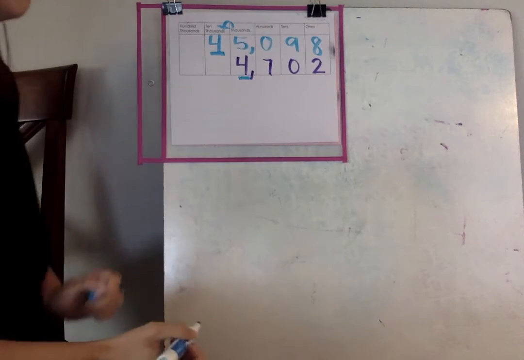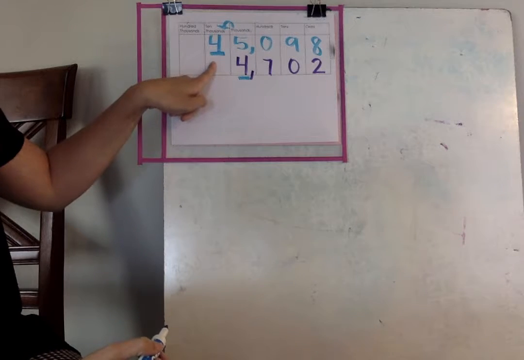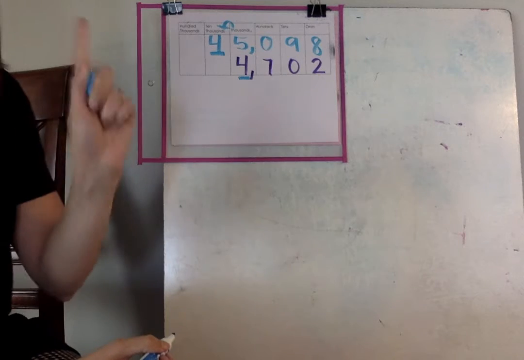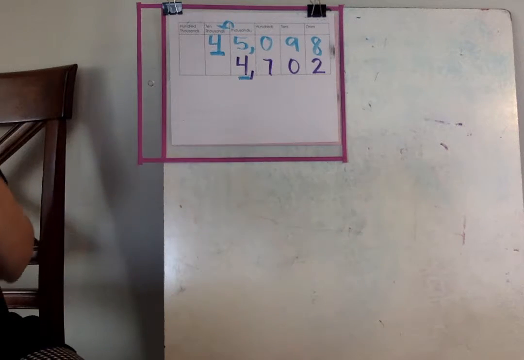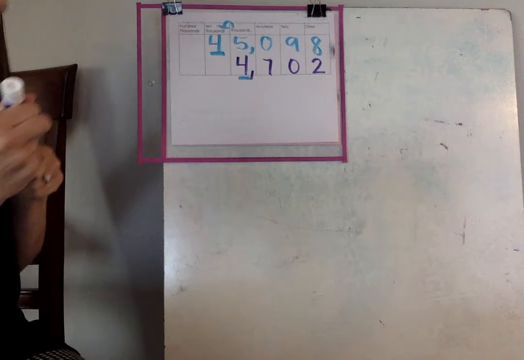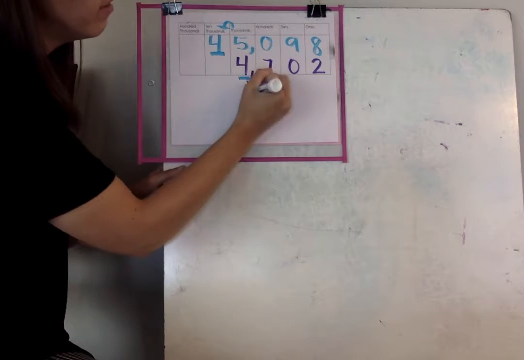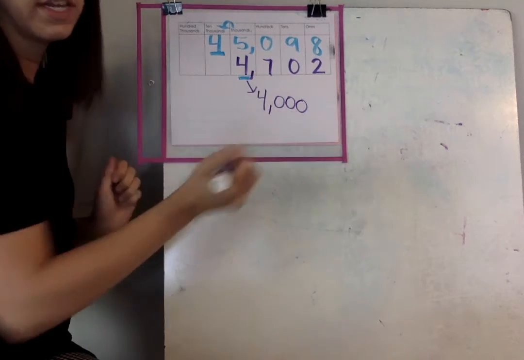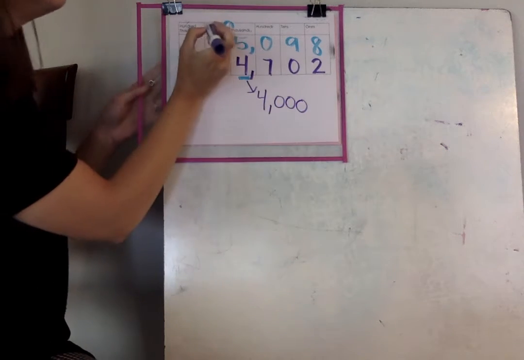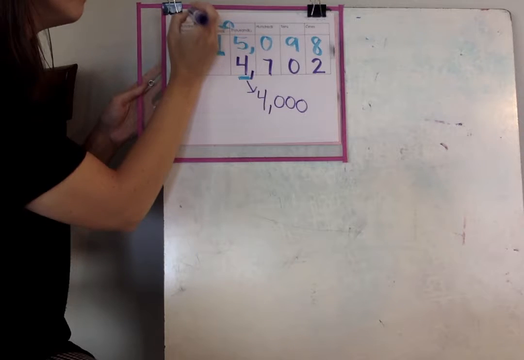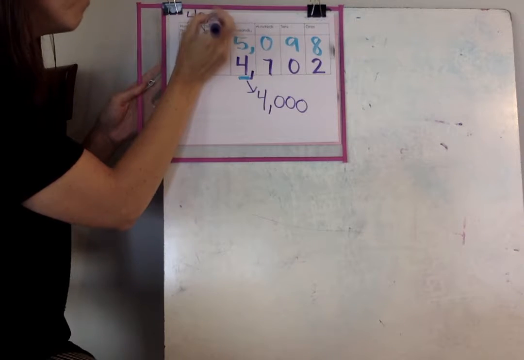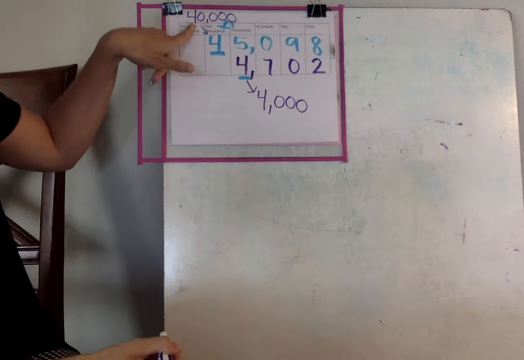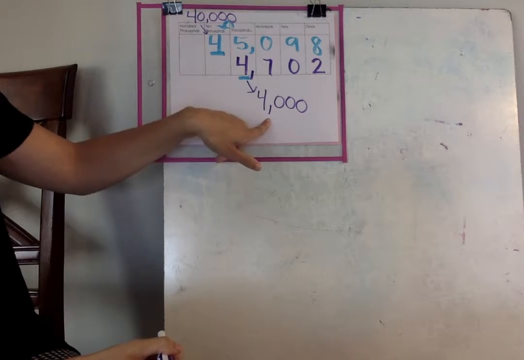Do you want to take a guess how many times greater the 40,000 is than the 4,000? Now, remember your guess and see if you were correct. Well, I know that this 4 in the thousands place has a value of 4,000. And I know that this 4 in the 10,000s place has a value of 40,000. So how many times greater is 40,000 than 4,000?